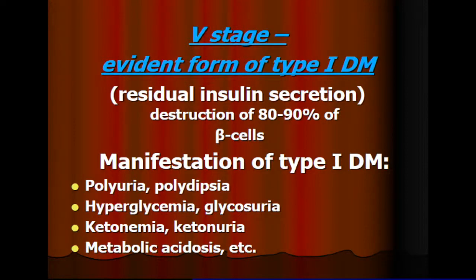Fifth stage, evident form of type 1 diabetes mellitus, residual insulin secretion, destruction of 80 to 90% of beta cells, and manifestation of clinical signs of diabetes mellitus: polyuria, polydipsia, hyperglycemia, glucosuria, ketonemia, ketonuria, metabolic acidosis, and other symptoms.